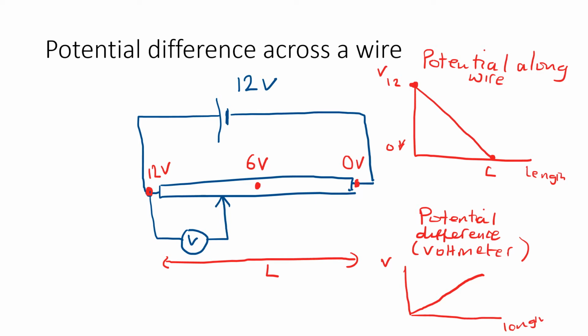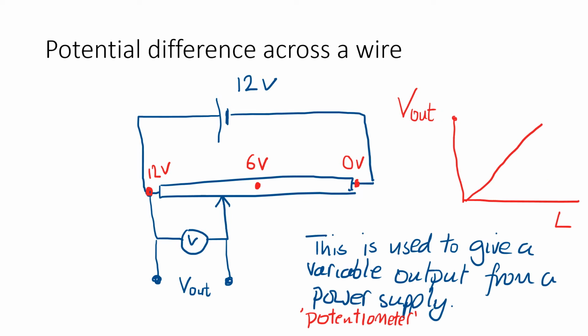If we were to read the potential difference on the voltmeter, we'd see that that value gradually increases. It's a linear increase. The potential difference we're measuring with the voltmeter increases as the length of the wire increases, and that's because the difference in potential is increasing.